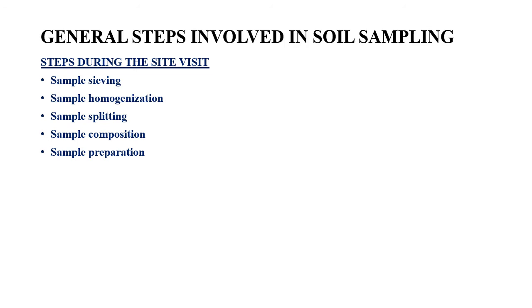Now, the other steps to be followed during the site visit: once the sample has been collected in certain numbers and volumes, the sample has to be sieved. Sieving is basically to understand the gradation of the sample that you have collected. We can use screens for sieving, but make sure that while sieving, when you observe some non-soil materials, not all of them should be removed, because there will be some non-soil materials which will be contributing to the contamination. So those have to remain there.